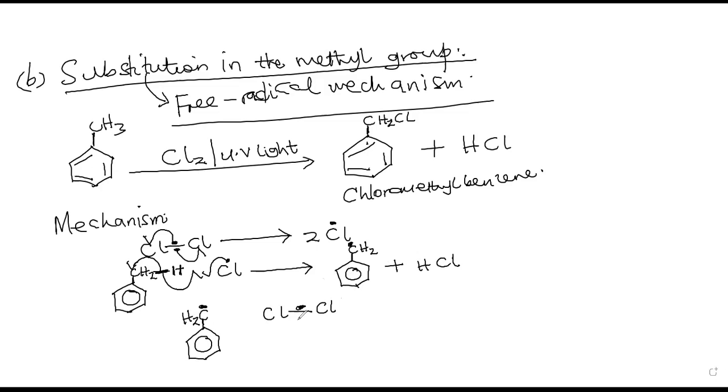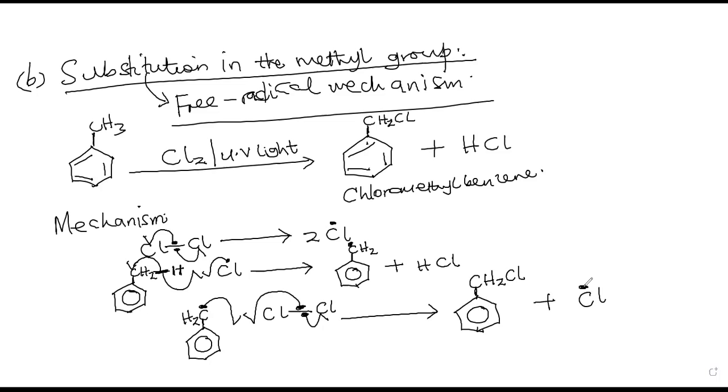So you'll have this forming a free radical here, and then this associating with this C to form chloromethylbenzene plus a free radical. Now, this free radical will interact with the remaining free radical. So in this termination stage, we shall have Cl plus Cl forming Cl2. So this is how this mechanism proceeds.